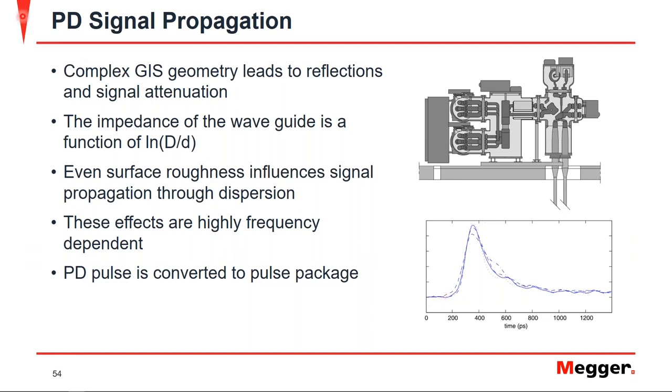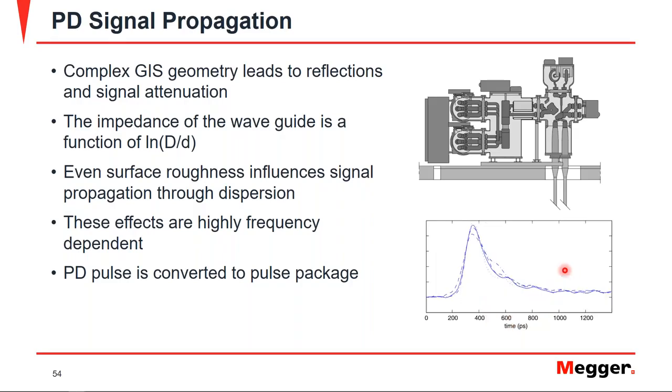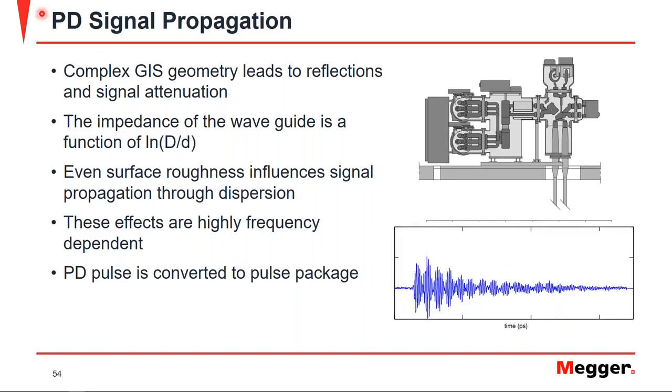If you were to look at the point of the terminals in which you actually get the partial discharge decoupled, you can see that this actually turns into a pulse package. And the original pulse becomes this oscillated pulse package. And again, this is due to the reflections, refractions, and attenuation. So you can see the difficulty of translating one to the other. So you can see the effect of these high frequency attenuations and reflections on the partial discharge signal.